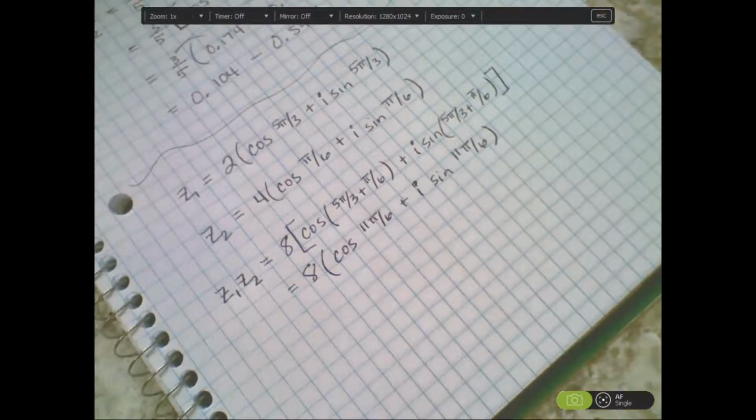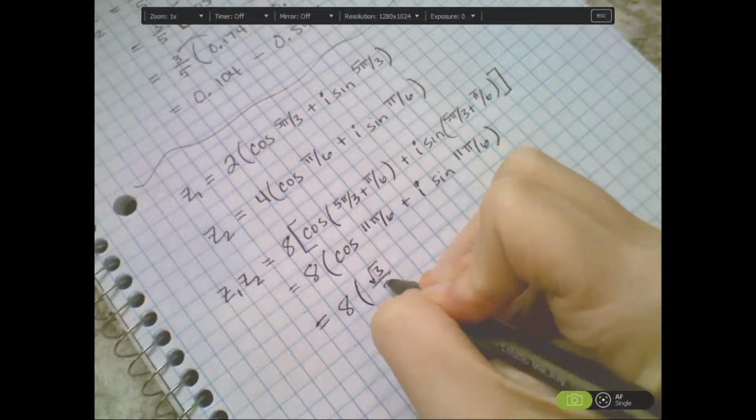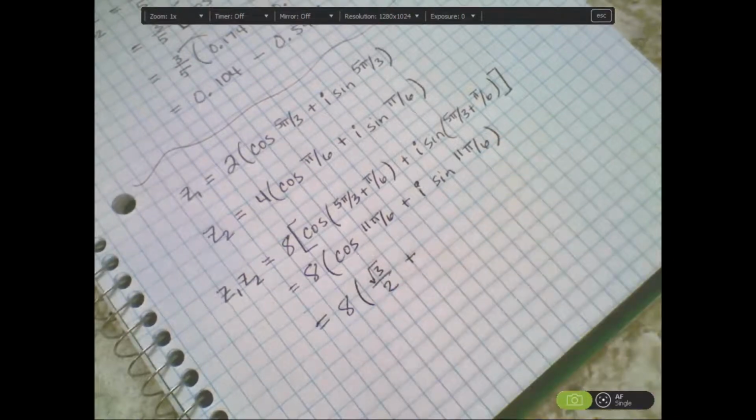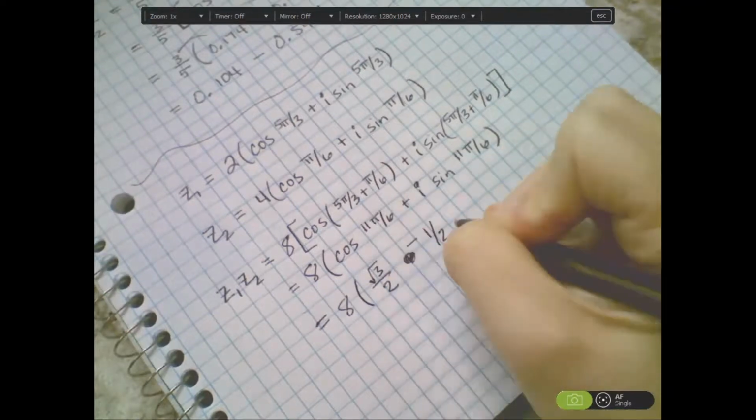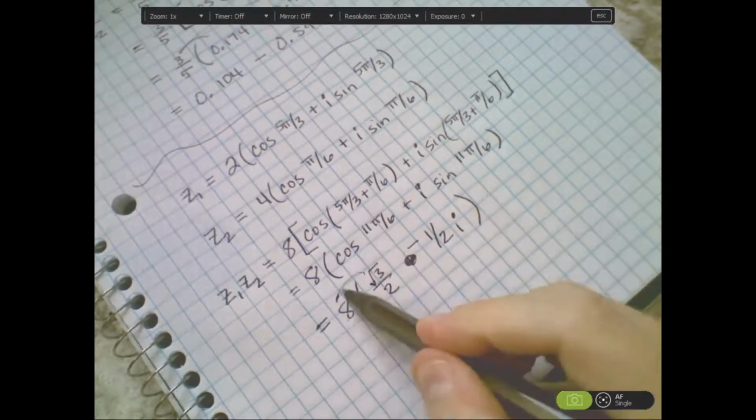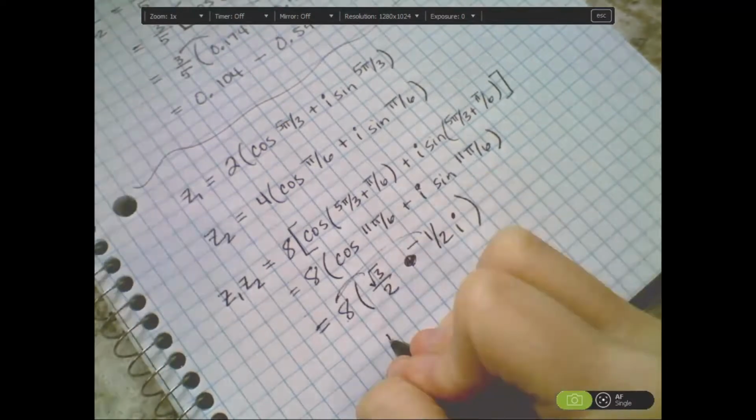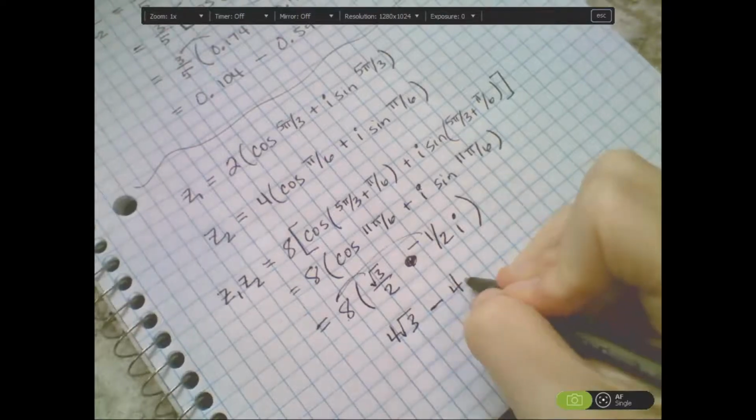So then I have to think about where 11 pi over 6 is. It's in the fourth quadrant, almost a full loop around, back to 2 pi, but not quite. So the cosine at that position is root 3 over 2, and the sine at that position is negative 1/2. So then I can go through with my 8. This is going to make 4 root 3 minus 4i.